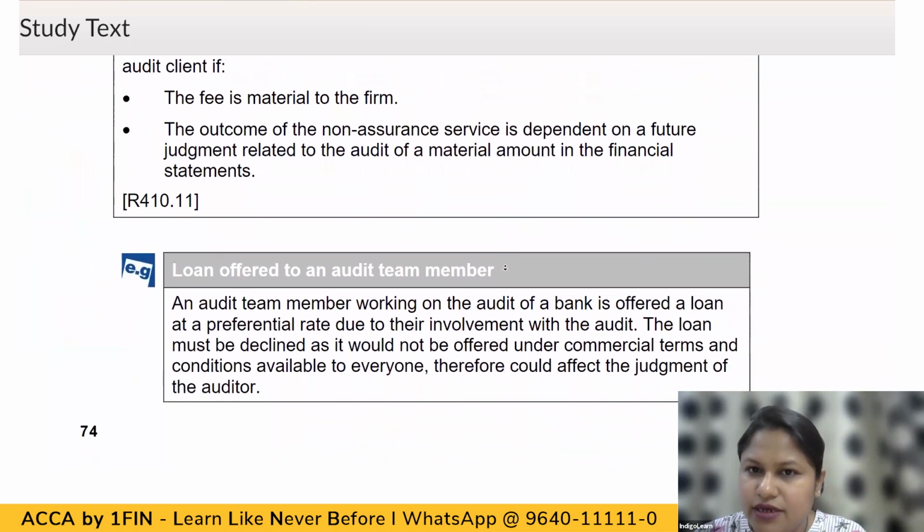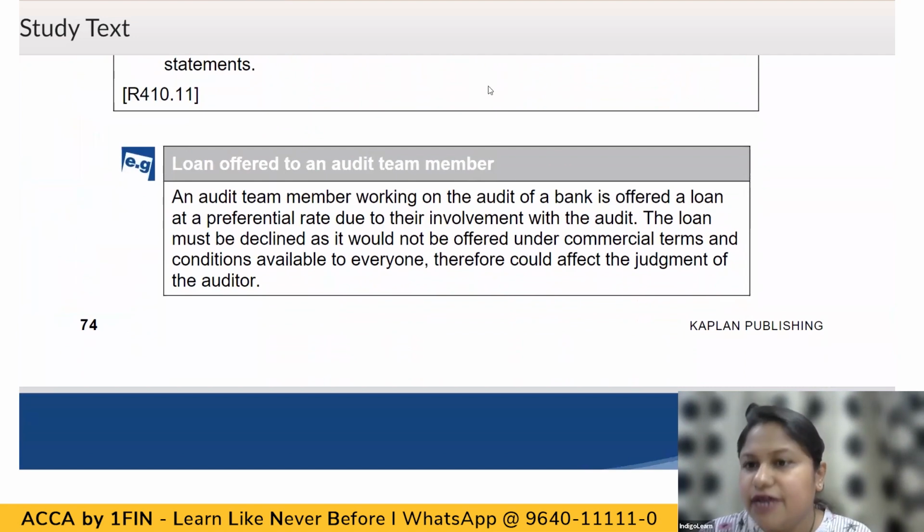Then, moving further, here there is just an example given to you for the loans that we have already studied. Okay, if you remember yesterday, loans and guarantees, we are not permitted to take unless they are on the normal course in the arm's length price and normal transactions and all. Correct? Now, an audit team member working on the audit of a bank is offered a loan at a preferential rate due to their involvement with the audit.